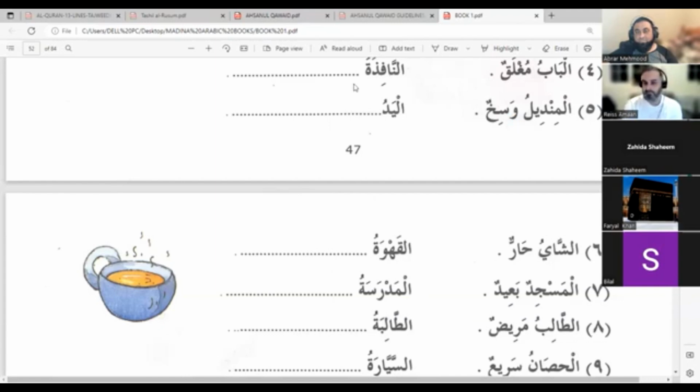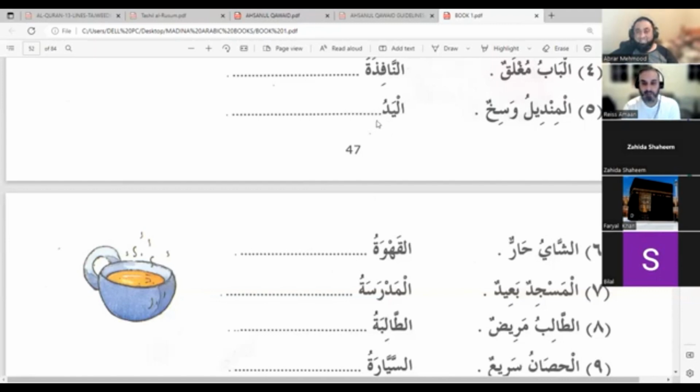Brother Bilal, are you sure it's clean? Because I'm not sure it's clean. You said the handkerchief is clean. Okay, it's al-mindilu wasikhun. So it's the handkerchief is dirty.